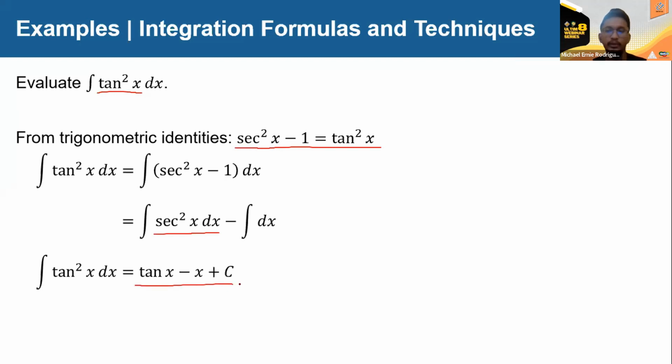Okay? So wag kalimutan lagi yung plus c. So ito, integral of secant squared x dx ay tangent x, and then minus, take note of the sign. Okay, minus yan. So minus, integral ng dx is x plus c. So the integral of tangent squared x dx is tangent x minus x plus c. So ito ay mga basic pa lang na mga integrals. Okay, let's proceed.